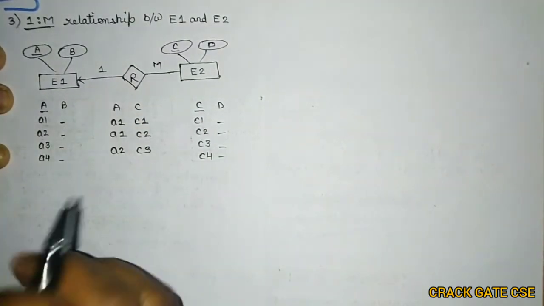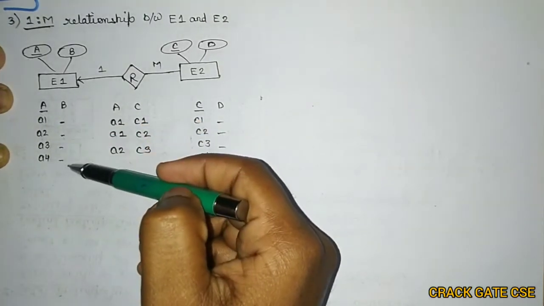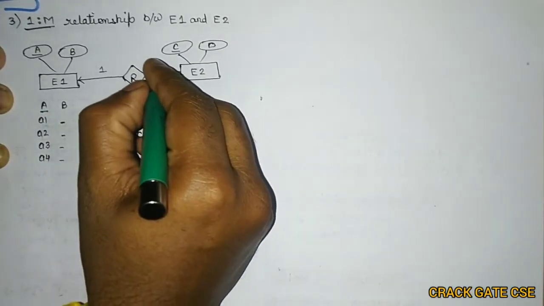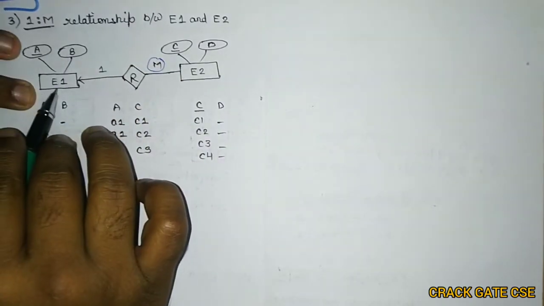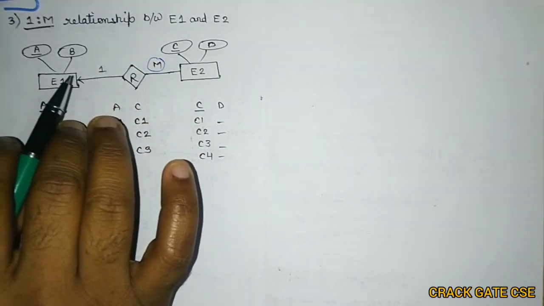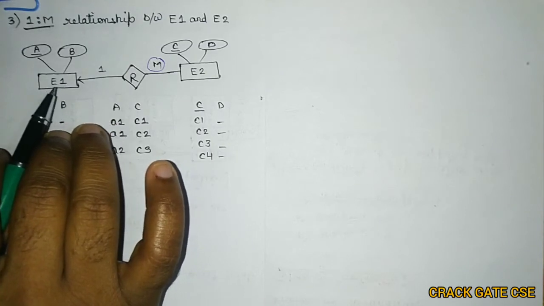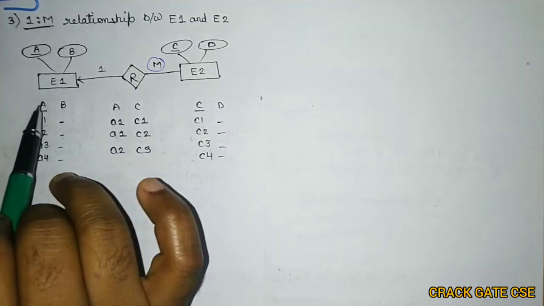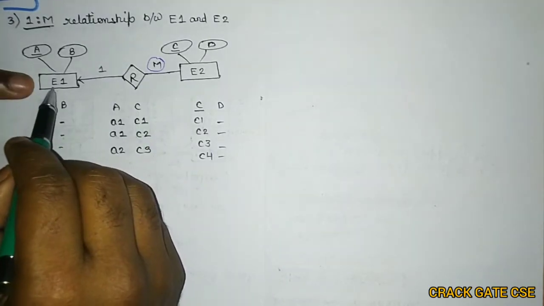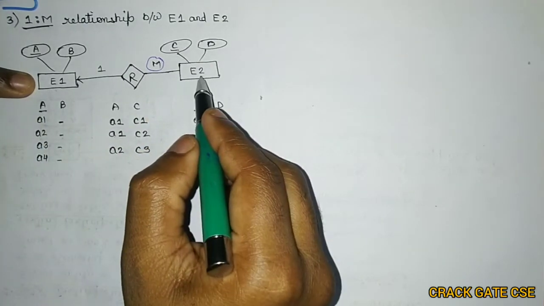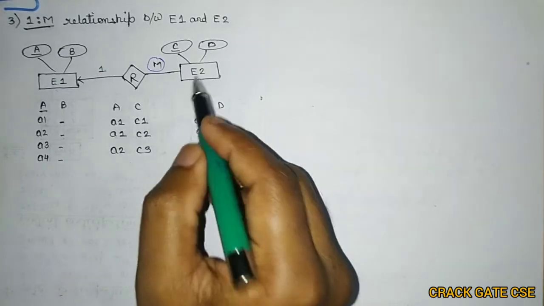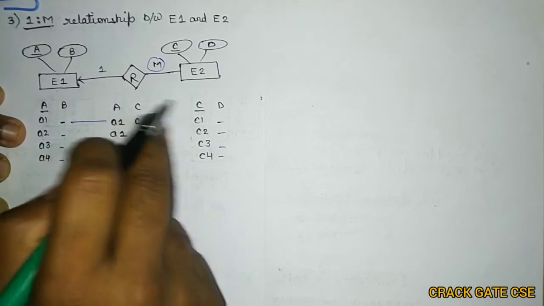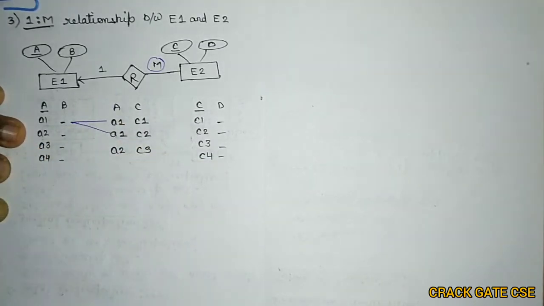Now I have the same example as the previous one. This is the table for E1, this is the table for E2, and this is the table of R. So what is the meaning of this M? First of all, this is a partial participation. That means it is not necessary that every value of E1 or every value of E2 will take part in the relation. So the values of E1 can relate with one or more than one values of E2, right? Similarly you can see that this A1 is relating with one value of C1 and also with another value of C1.